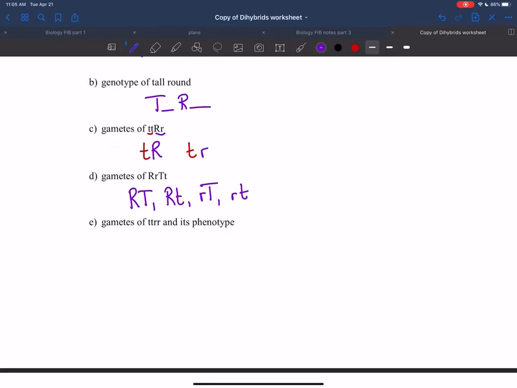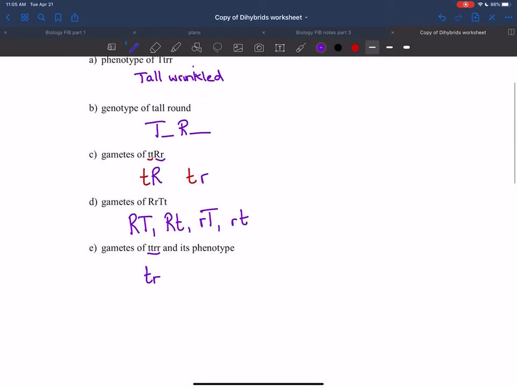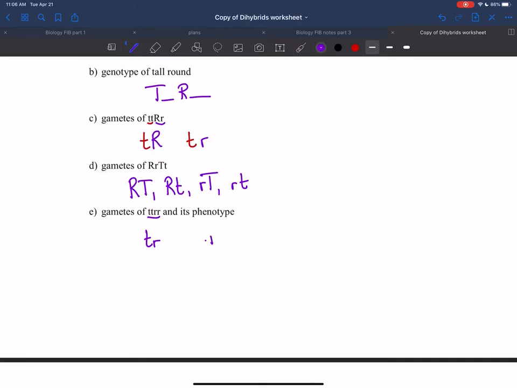What are the gametes of this one? So the only possible gametes here are going to be little t, little r. That's the only possibility. What is the phenotype of this individual? It's going to be short and wrinkled.